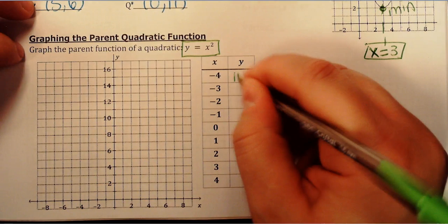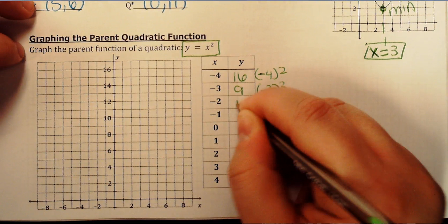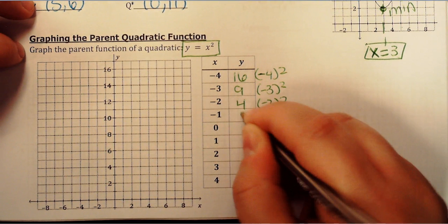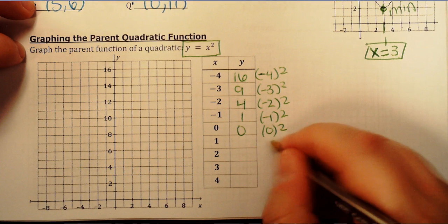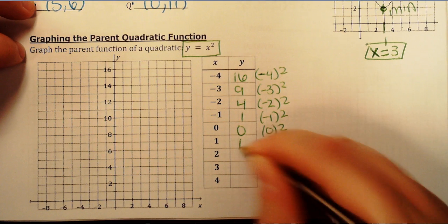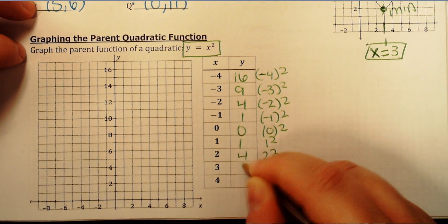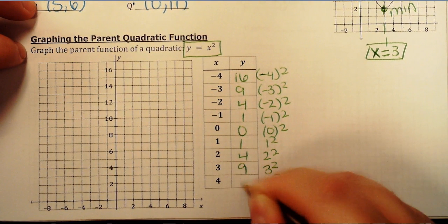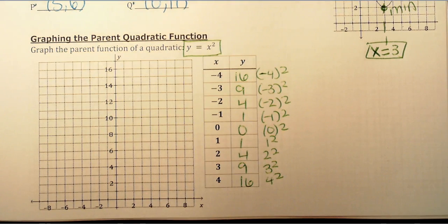So this should become positive 16, positive 9. Negative 2 squared, positive 4, negative 1 squared, 1. 0 squared is just going to be 0. And then this will just repeat. 1 squared is 1, 2 squared is 4, 3 squared is 9, and 4 squared is 16. So if you guys want to take a second, come over here, graph this. I'm going to push pause for a second to give me some time to graph this.